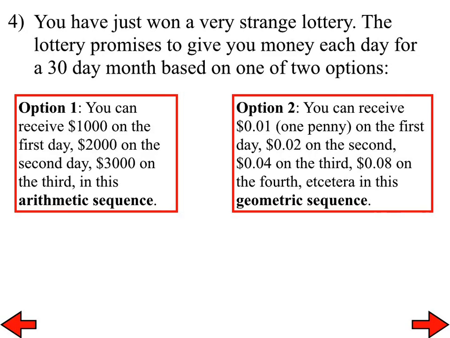16 cents. So in other words, the amount you're receiving doubles each day. That's an example, of course, of a geometric sequence. So in your notes, you have these tables where you can log 30 days for each option.